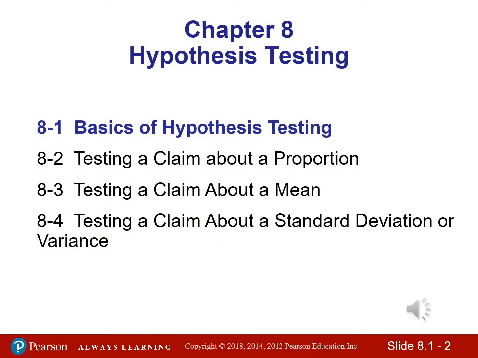In this section, we will learn how to identify the null hypothesis and the alternative hypothesis when given a claim about a population parameter such as a proportion or a mean. In conducting a hypothesis test, we will calculate a test statistic, find a critical value, calculate a p-value, and state a conclusion that addresses the original claim.